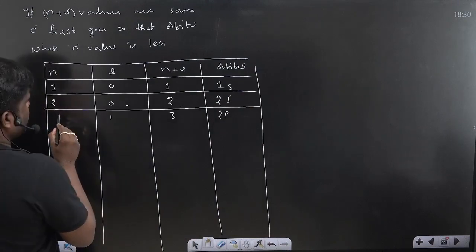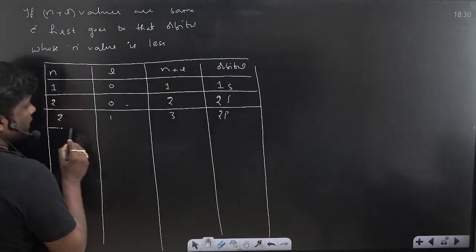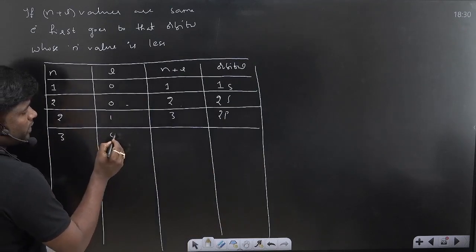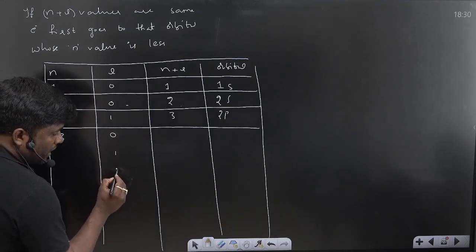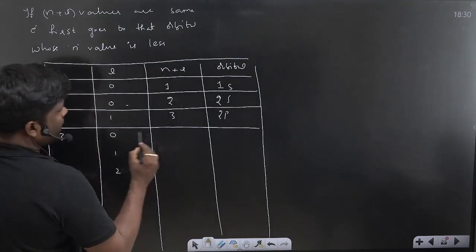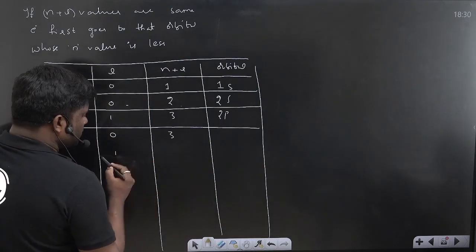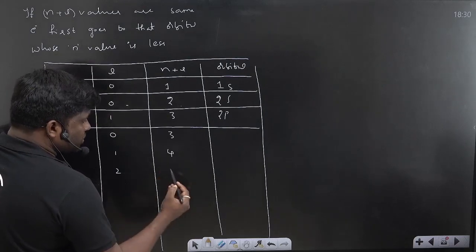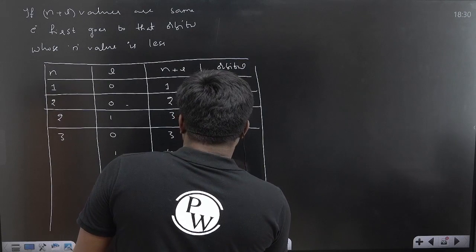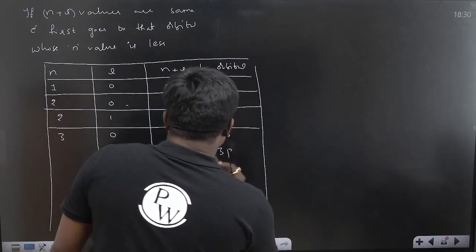And see here, n value 2 again. Next, n value 3, I am writing. l value may be 0 or 1 or 2, that is, 0 to n minus 1. So n plus l may be 3 plus 0, 3; 3 plus 1, 4; 3 plus 2, 5. This may be 3s, 3p, 3d.